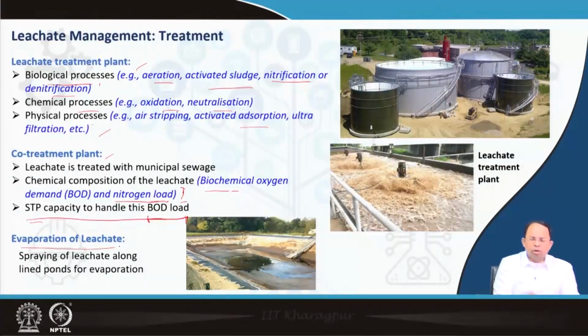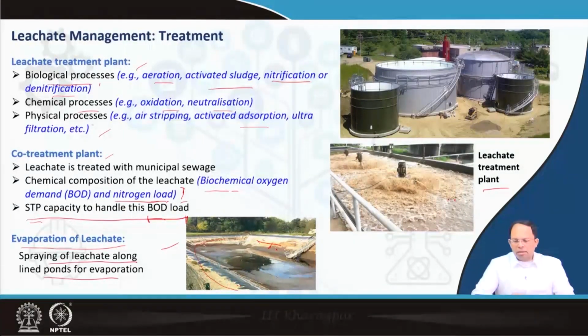One very basic process of leachate treatment which could be done on site itself is by spraying the leachate along the lined ponds for evaporation. So we can spray the leachate along the lining of the pond, and when we do that, the water evaporates, and the remaining solid matter can be collected and again taken to the landfill site. So that is how it's a very basic system for treatment as well. So this shows a leachate treatment plant over here with intermediate storage as well.